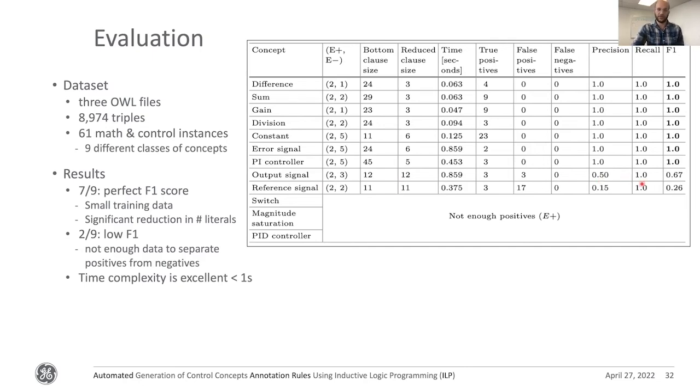And we didn't get a perfect F1 score. We do get perfect recall, because that's the whole point of how ILP works, but the precision is not great. This is because we did not have enough data or expressive data to separate the positives from the negatives, and that could happen for different reasons.